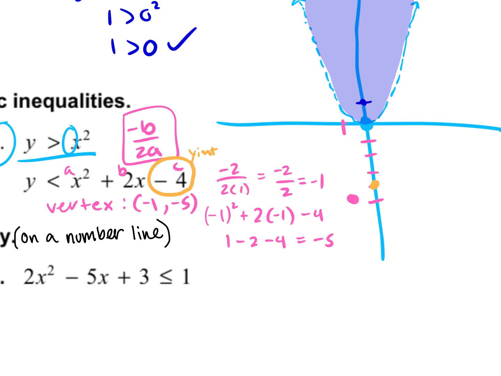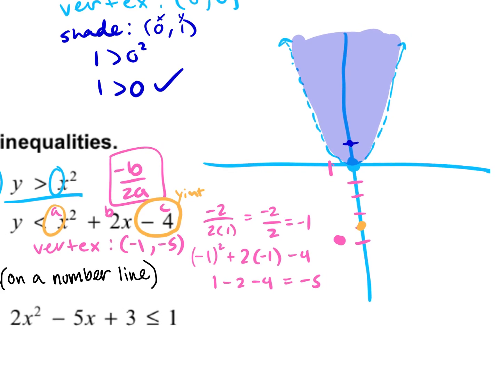But without even doing that, do I know if my graph is going to open up or down? Up, because a is positive. So I know my graph is going to open up. Is it a solid parabola or dotted? Dotted. So my parabola will look like this. I'm going to make sure I extend my lines so they overlap. It overlaps just a little bit over here.